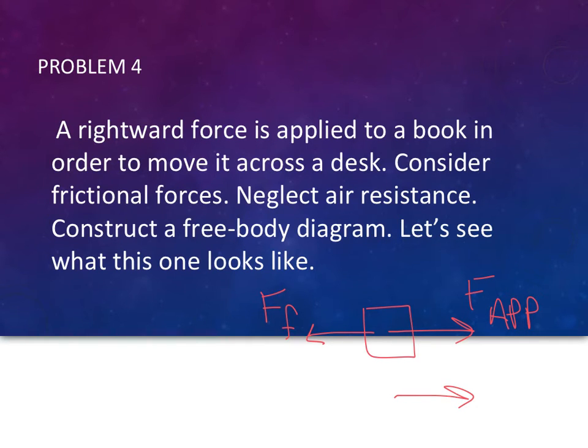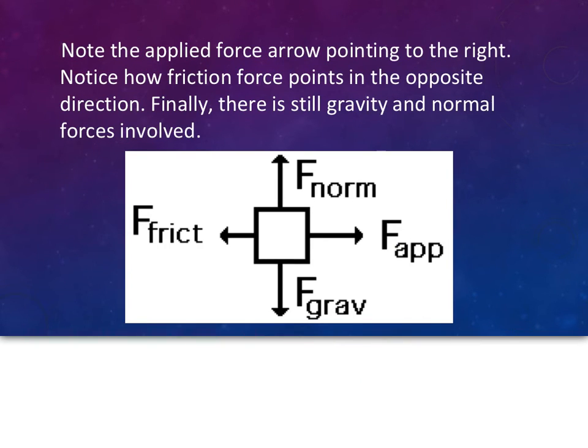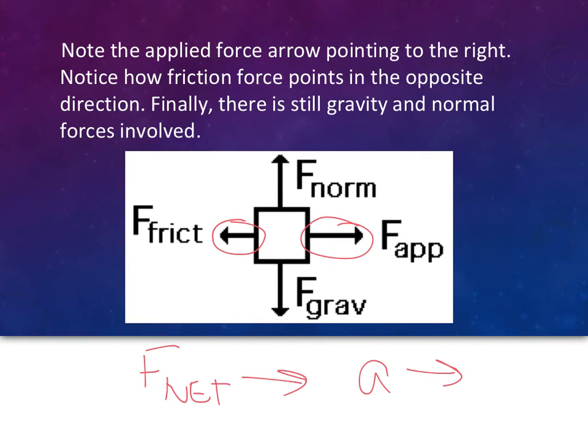We also know that if there's a book and it's on a table, there must be a force of gravity pushing down, and the table is pushing up by just as much. So there's a normal force as well. Let's take a look and see if we got that one right. We did in fact get it right, though it didn't say if it was moving at a constant velocity or accelerating. But in this case, since the applied force is greater than the frictional force, the overall net force is towards the right, which means that the acceleration is towards the right as well.